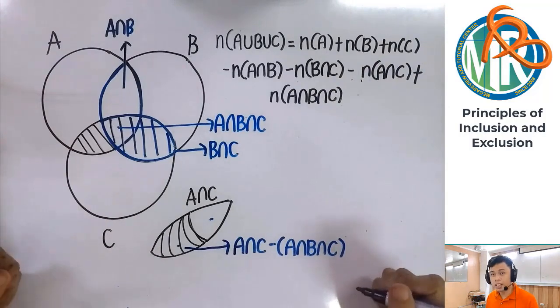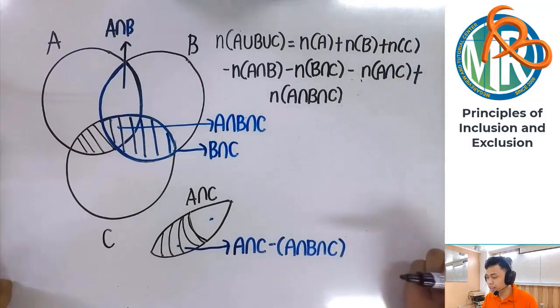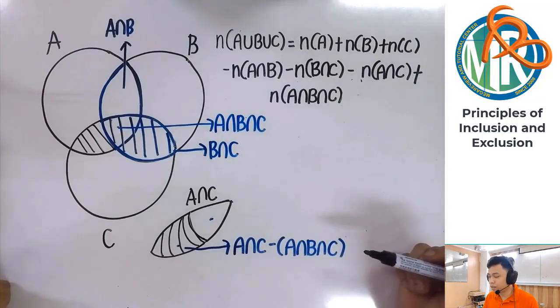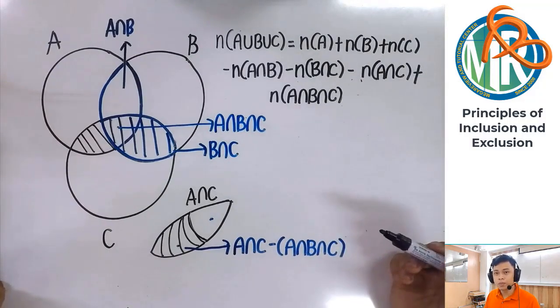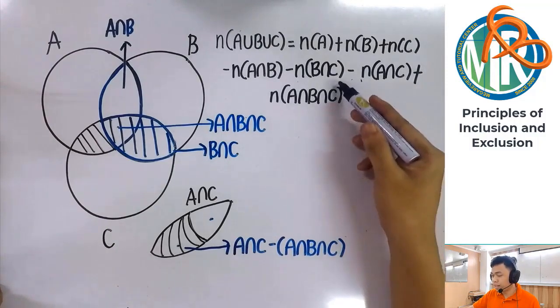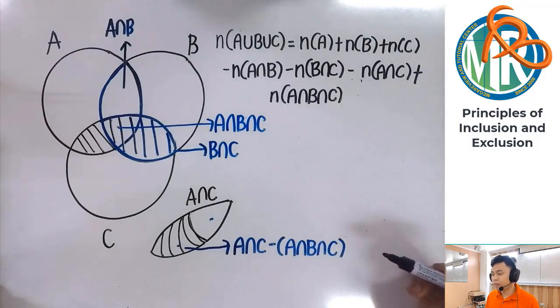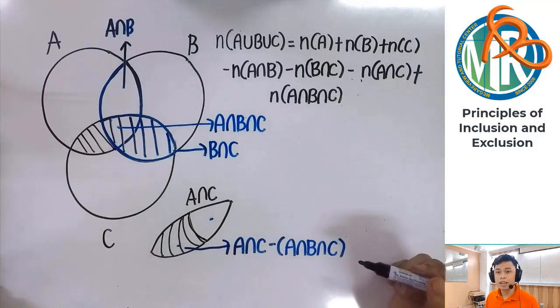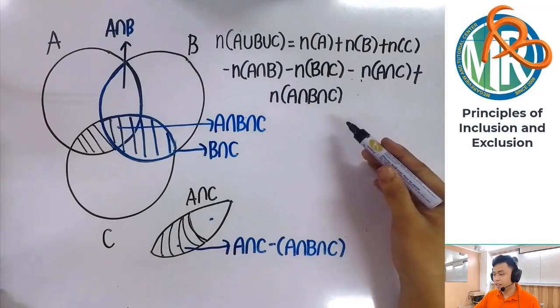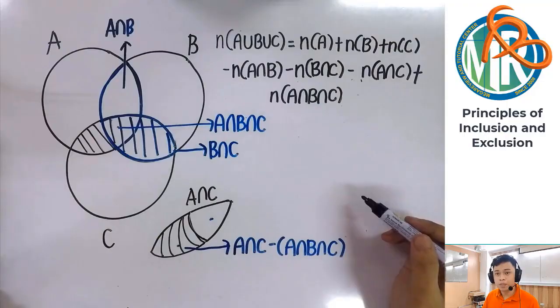So, may sinusunod talaga yun na pattern. Kasi kung titingnan natin, unang ginawa natin is ano? Inadd muna natin yung mga elements that belong to at least one set. Ibinawas naman natin yung elements that belong to at least 2 sets at idinagdag natin yung elements that belong to at least 3 sets. So, pwede natin to actually extend kahit ilang number of set pa.